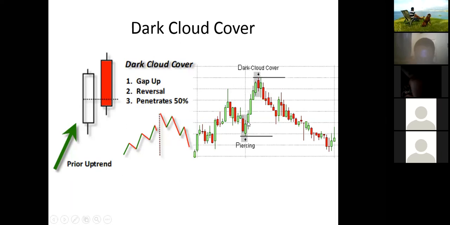When this happens below, it's called a piercing cloud, I believe. I'll have an illustration of this after. And when it happens at the top of an uptrend, it's a dark cloud cover, right? So the most important feature is that at the top of an uptrend, you had a strong bullish candlestick. Then the following candlestick opens much higher than that bullish candlestick and closes more than 50% into the body of the bullish candlestick. Then you had a nice strong downtrend leading into the future, right?